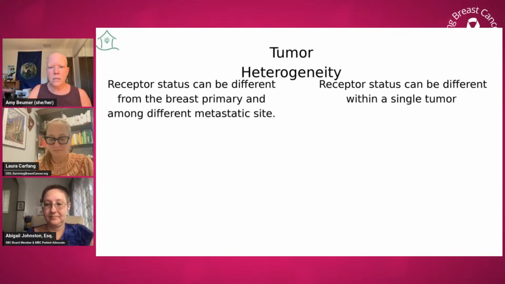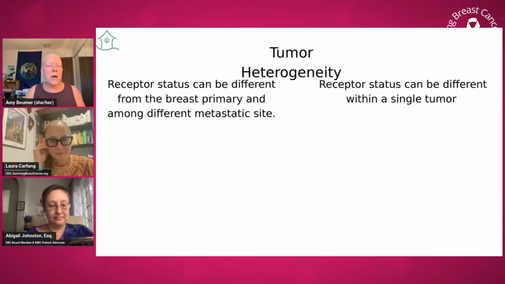Great. Okay. So I want to talk a little bit about tumor heterogeneity. So tumors, right, the cancerous cells and all the other cells that are with them, and heterogeneity just means differences in genetics and differences in receptors. So the receptor status can be different from the primary breast cancer and among different metastatic sites, right? So a liver tumor can be different from the breast tumor, can be different from a brain tumor, and in fact, in many cases is different than a lung tumor.